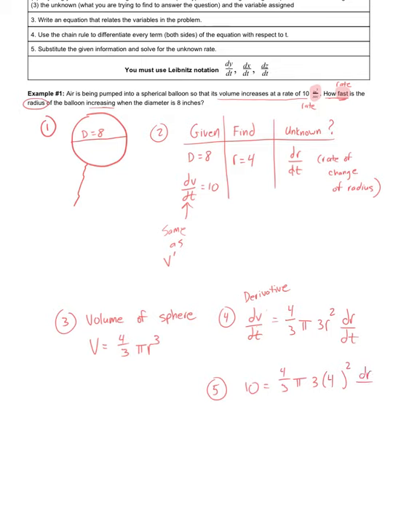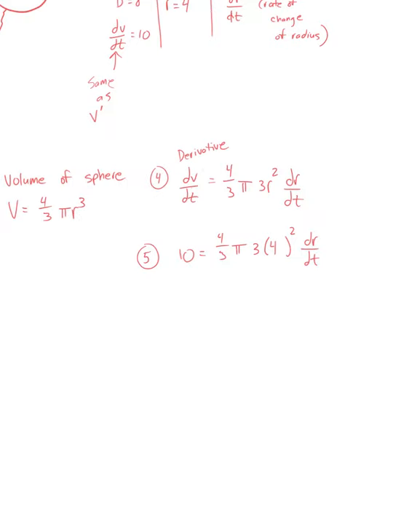And dr/dt. Once you plug everything in, you should only have one variable left, and our variable is dr/dt. That's what we're trying to find. So now we just solve for dr/dt. One thing we can notice is we can make this 3 right here a fraction, and that helps us because these 3's will cancel out. So then we have 10 is equal to 4 pi. And then if we square the 4 here, we get 16 times dr/dt.